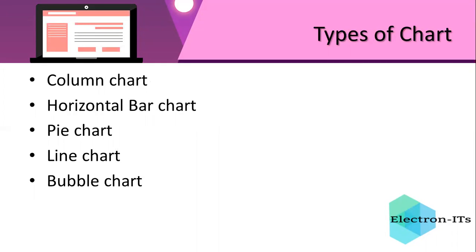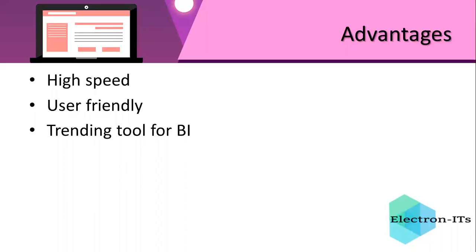There are various types of charts like column chart, horizontal bar chart, pie chart, line chart, bubble chart, and so on. About 24 different types of charts are available in this tool. The advantages of using this tool are high speed, user friendly, and a training tool for business intelligence purposes.